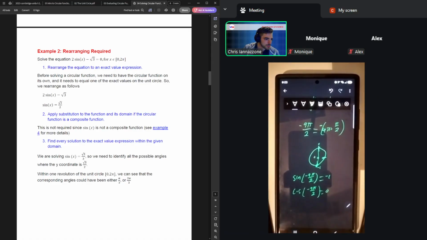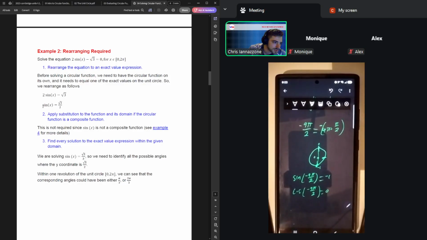This is an example where some rearranging might be required, so step 1 needs to be done. We do not have a circular function on its own, and we technically have an exact value on the unit circle. 0 does count as one of them, but the first criteria isn't met there. We haven't got the circular function on its own. So let's do that. Add root 3, divide by 2. Now we can solve it.